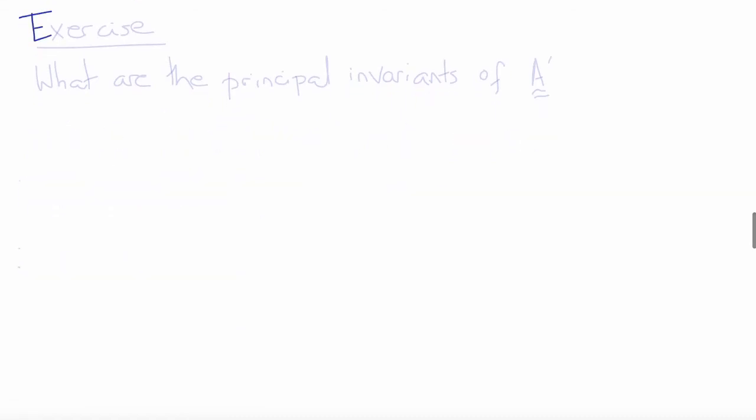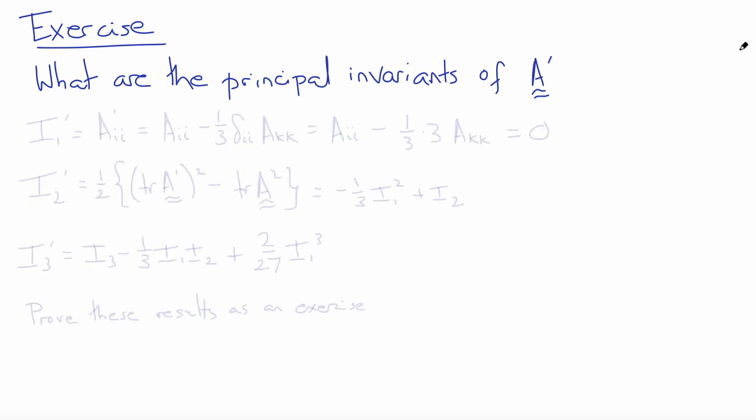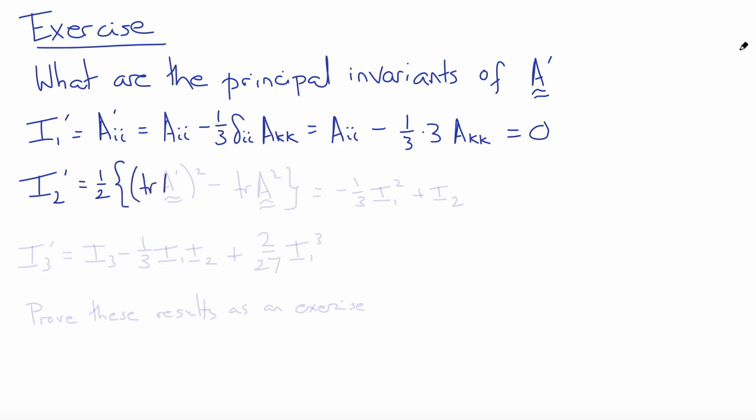So as an exercise, let's find out what the principal invariants of A prime, the deviator of A, are. So you can probably guess that I1 prime, the first principal invariant of A prime, would be Aii prime, which would be Aii minus 1/3 of delta ii Akk, which would therefore equal Aii minus 1/3 times 3, since delta ii would be 3, times Akk, which therefore equals 0. So of course, by subtracting the 1/3 of the trace from each of the diagonals, then taking the trace, we get 0.